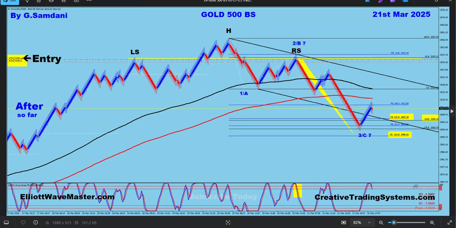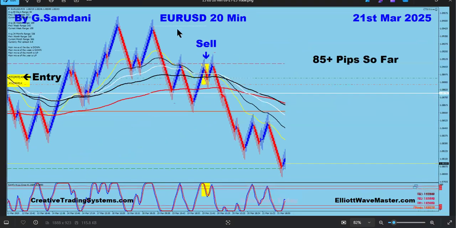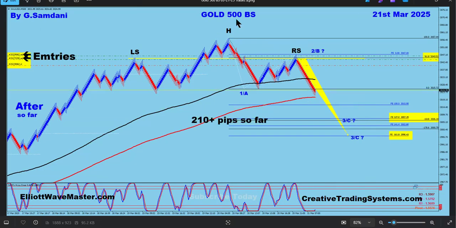This one, right? So after that, I had a euro USD short entry here, 85 pip, and here gold. Well, that's the same thing, by the way. I don't know. Yeah, okay. So I recorded it because with this amount of pippage, I forgot.